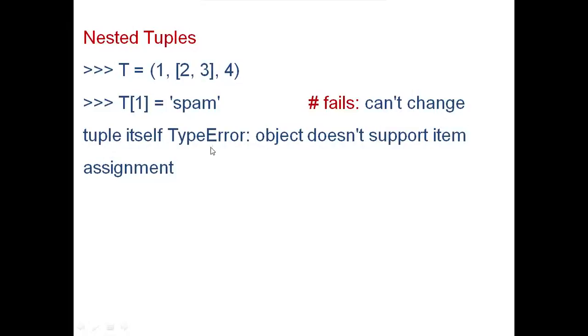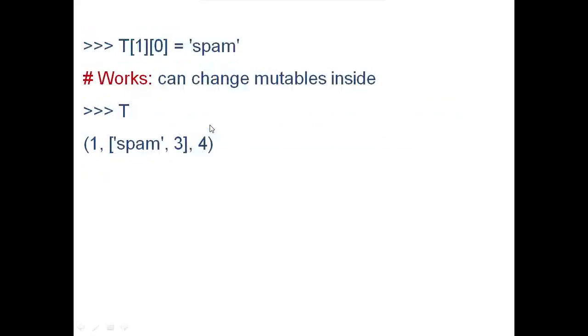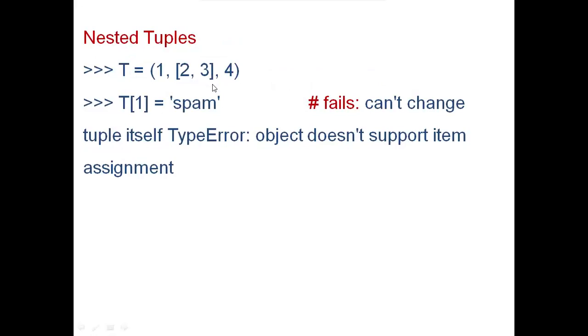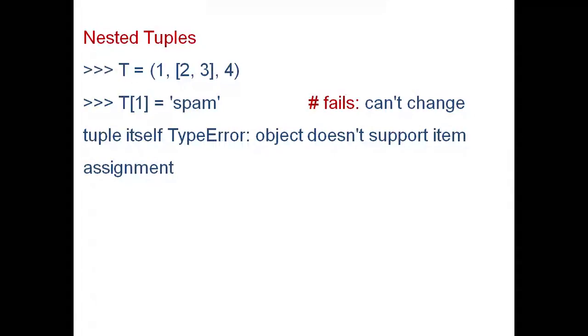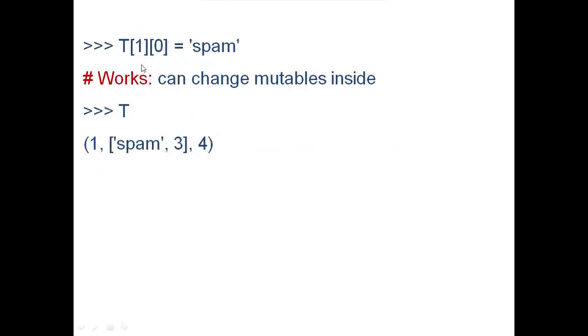That is not possible. You will get an error, right? As expected. But if I say t[1][0] = 'spam', it will work, because t[1] is a list. And [0], when I say I am going inside the list, we know that lists are mutable sequences, right? So when I say t[1], I am in the tuple, but when I say [0], I am going into the second element of the tuple.